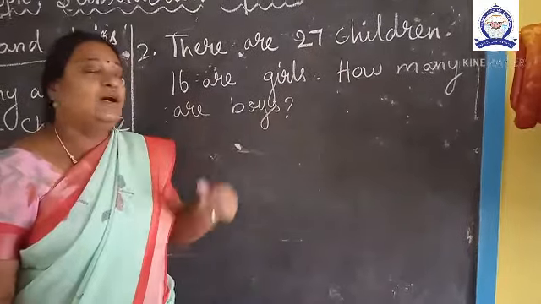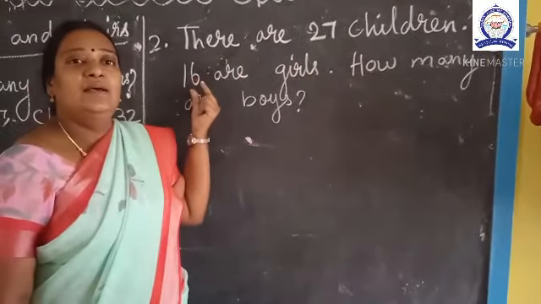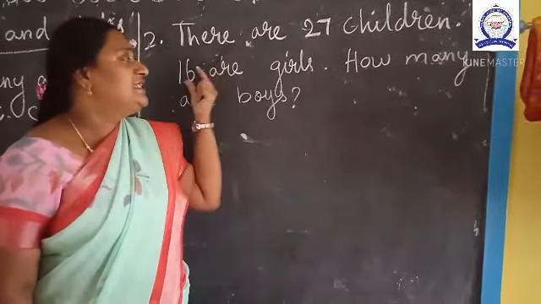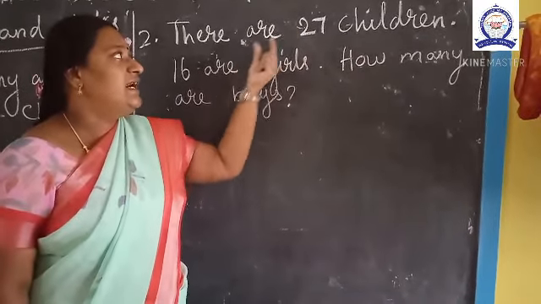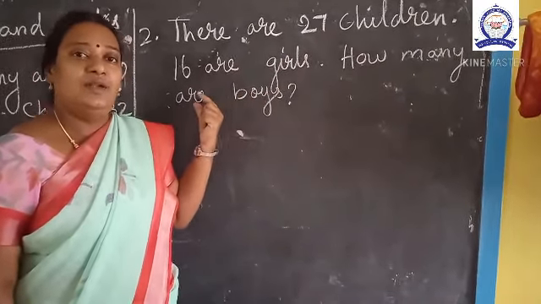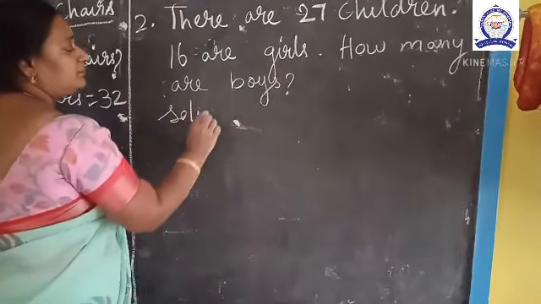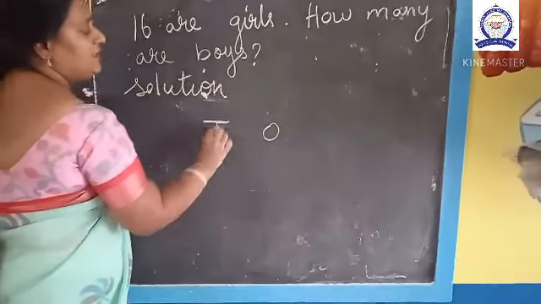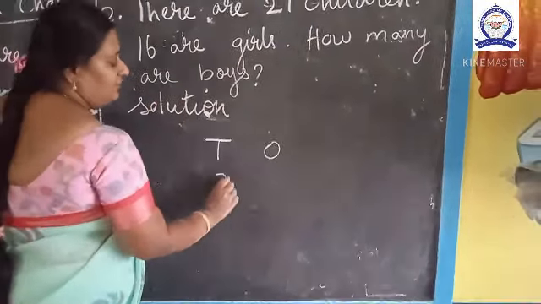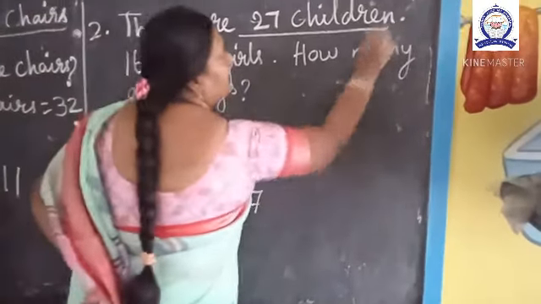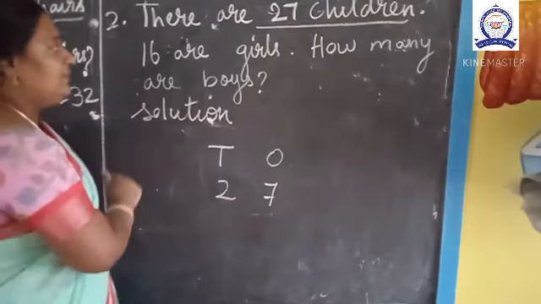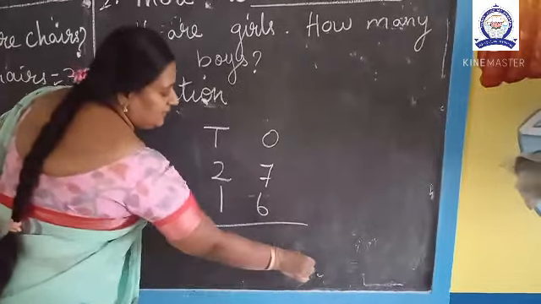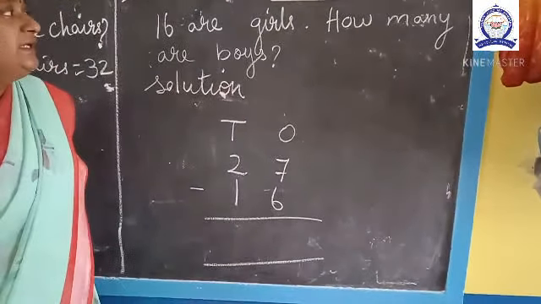Then how many boys? How will you find? 27 minus 16. Girls subtract பண்ணிட்டீங்கன்னா boys எவ்வளவுன்னு தெரிஞ்சிரும். So solution. Listen. So use the one sentence method. You write the first number 27. There are 27 children. So 27 minus girls எவ்வளோ, 16. You write 16. Then you find the number of boys.